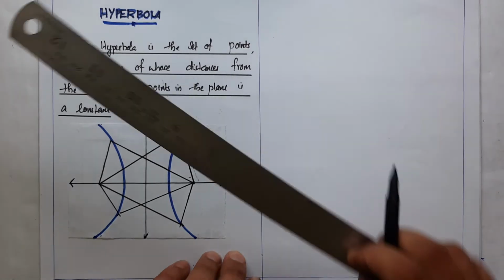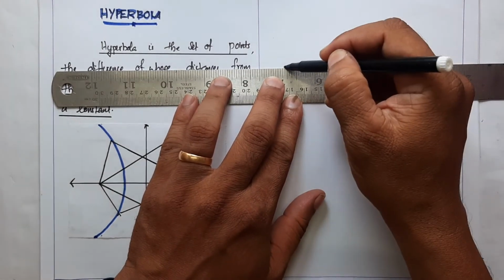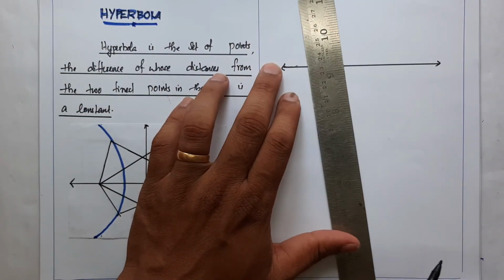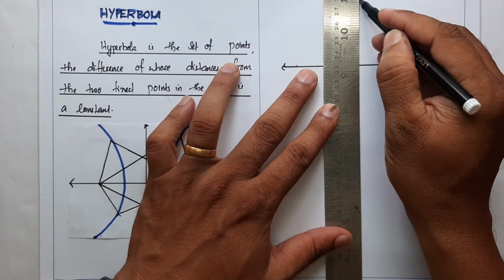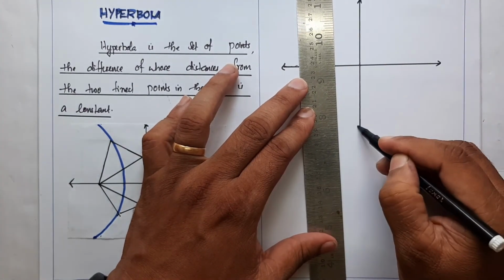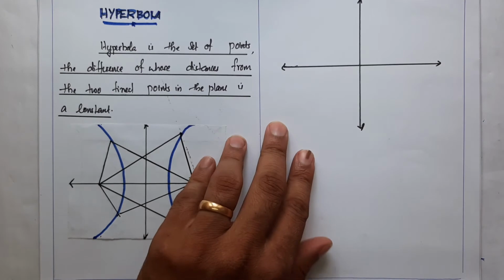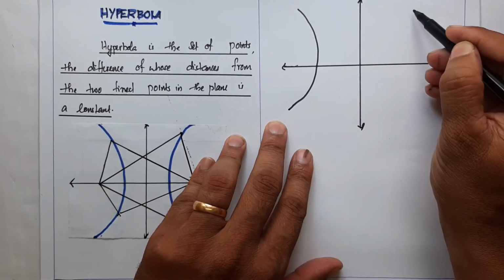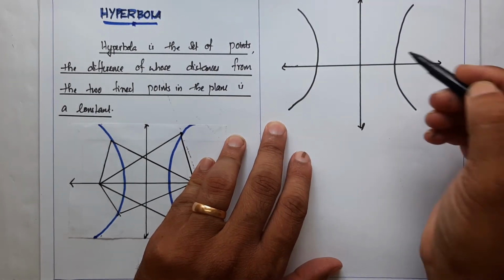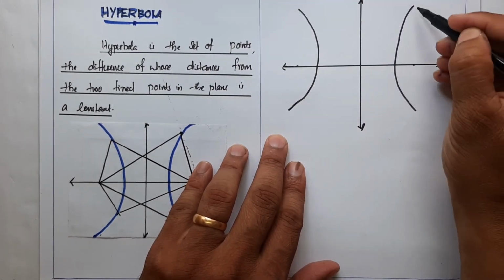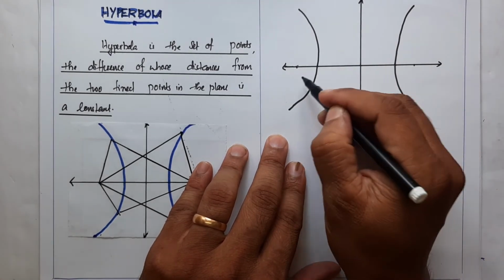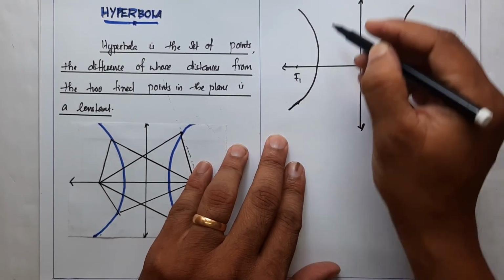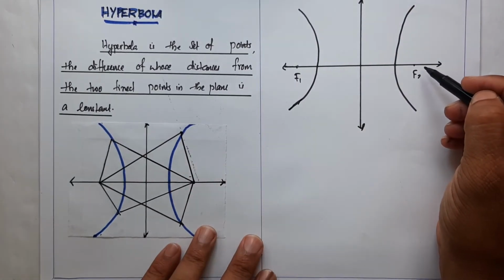Okay, now here we form a hyperbola like this, which has two curves. These two fixed points are called foci. This is F1 and this is F2. These two fixed points are called foci.